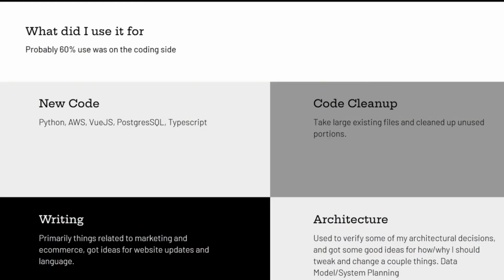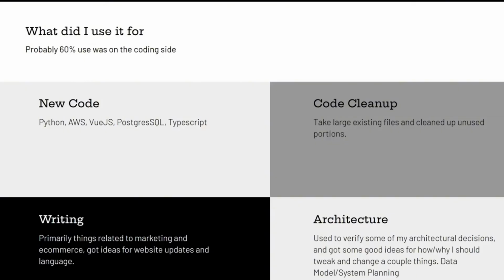I used it a lot for code cleanup. So I was taking a feature that someone on my team had built as kind of a prototype and turning it into production. To do that, you end up with a lot of cruft in there. Anybody that's ever coded a prototype knows how much cruft is in there, and that is something I used it for. I would give it a file and say, all right, it's doing all the functionality, I want to remove everything that's not needed.